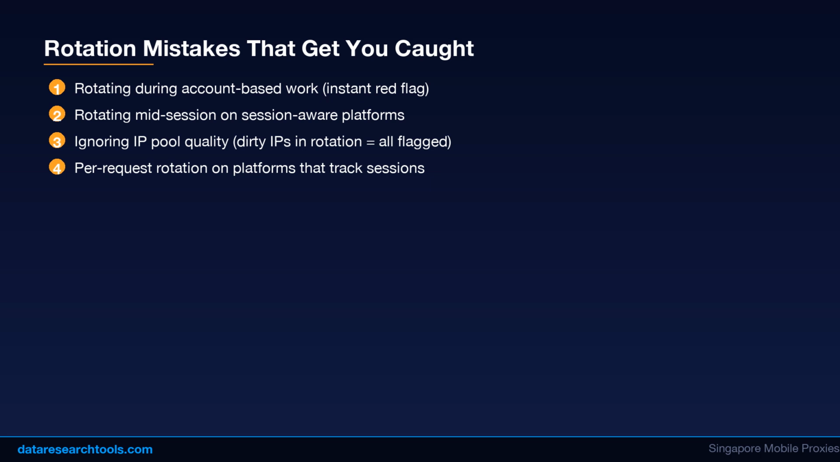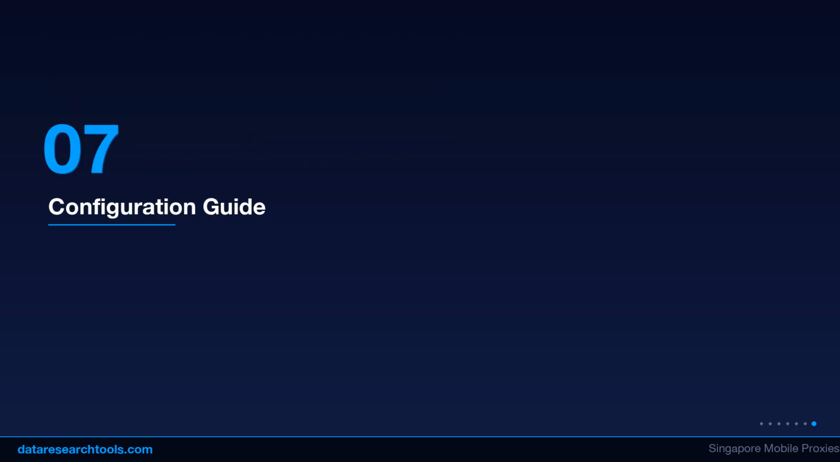For account-based work, do not use standard rotation. Use dedicated sticky IPs. 1 per account, never shared. Set session duration to cover the full work session. Only rotate to a new IP when starting fresh with that account, ideally with a clean browser profile reset. Never reuse an IP that's been used by a different account.